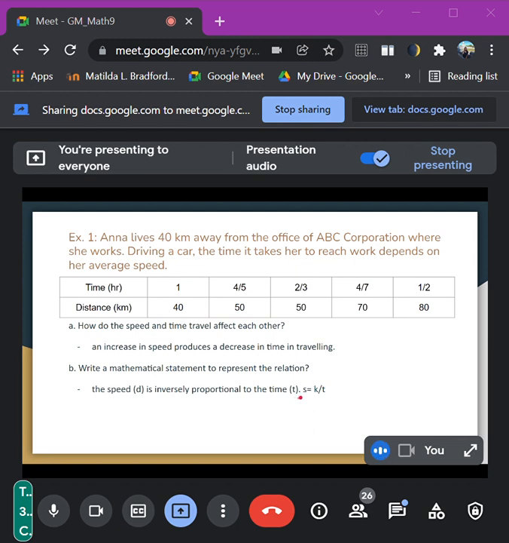So meaning to say that is the speed varies inversely to the time. So meaning to say s is equal to k over t. So makuha na to ang speed if we're going to divide the constant by the time. Okay? Makuha na to ang speed kung atong i-divide ang constant by the time. So that is your equation that represents your problem.